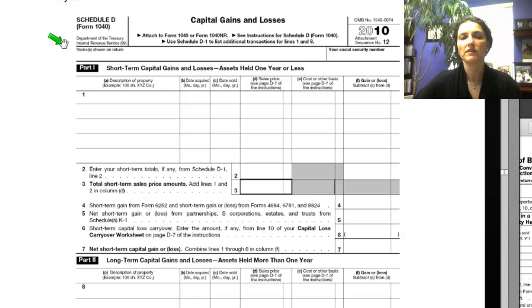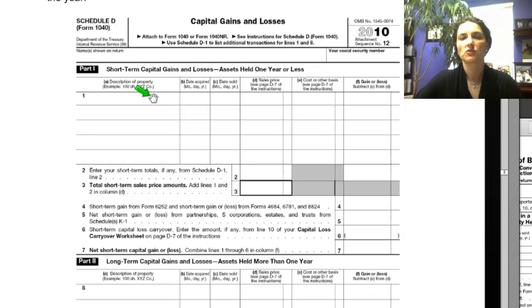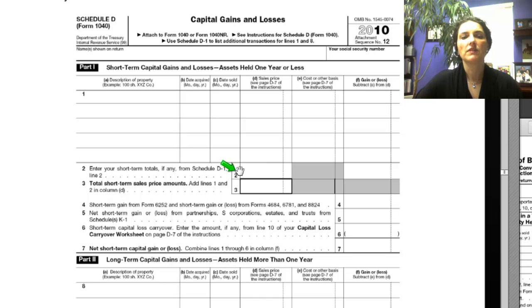It is divided on page 1 into 2 parts. Part 1 is used to report short-term capital gains and losses. And you can see it asks for a description of the property, the date acquired, the date sold, the sales price, the cost, and the gain or loss. It also asks you to total up all of the short-term sale amounts. Then on line 2, it asks you to enter totals, if any, from Schedule D1. That's a supplementary page when you have more than the number of sales shown here. And then it asks you to total up all of your short-term sales price amounts.